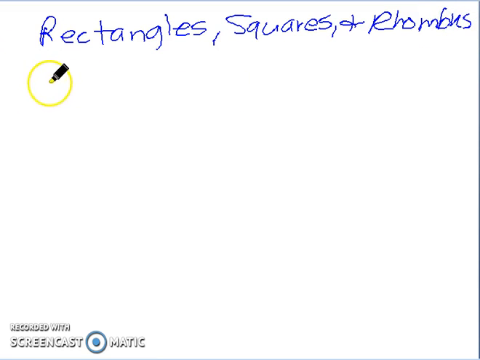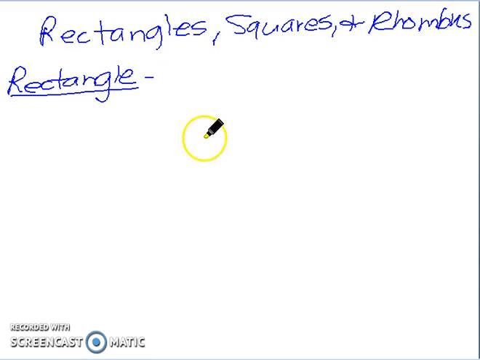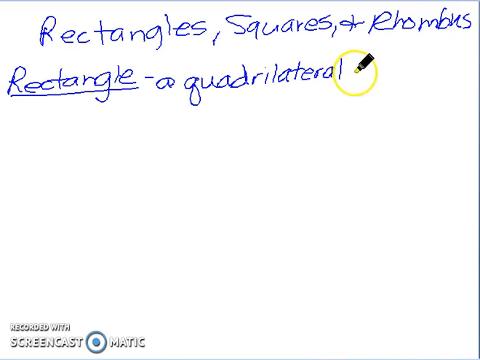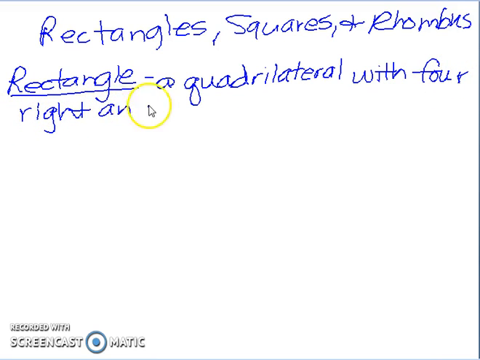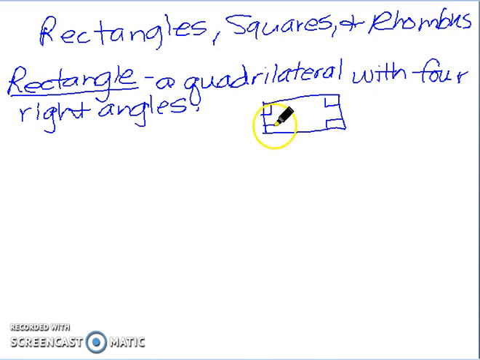Okay, we're going to start off with our definition of a rectangle. You should be familiar with a rectangle. A rectangle is one of the most basic shapes that we work with, but by definition, a rectangle is a quadrilateral with 4 right angles. Okay, if we draw that out, the only requirement is that all 4 angles would have to be right angles.